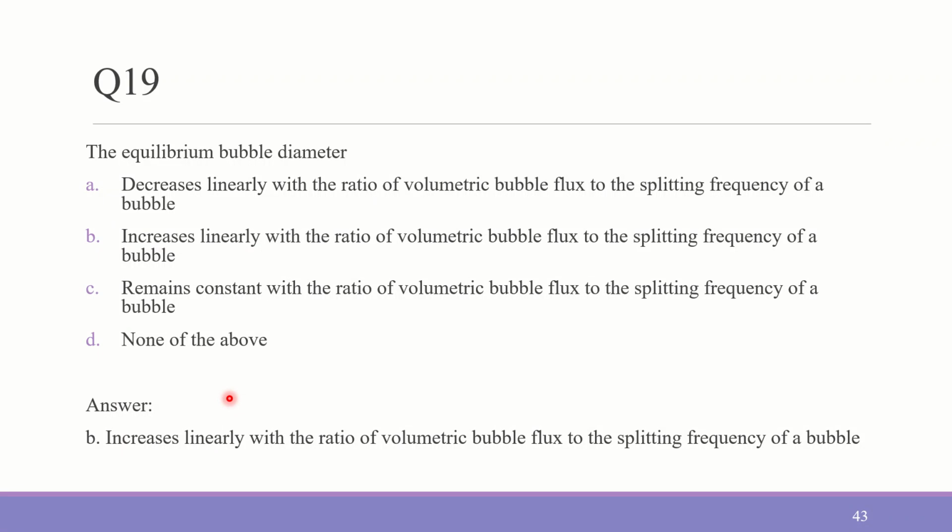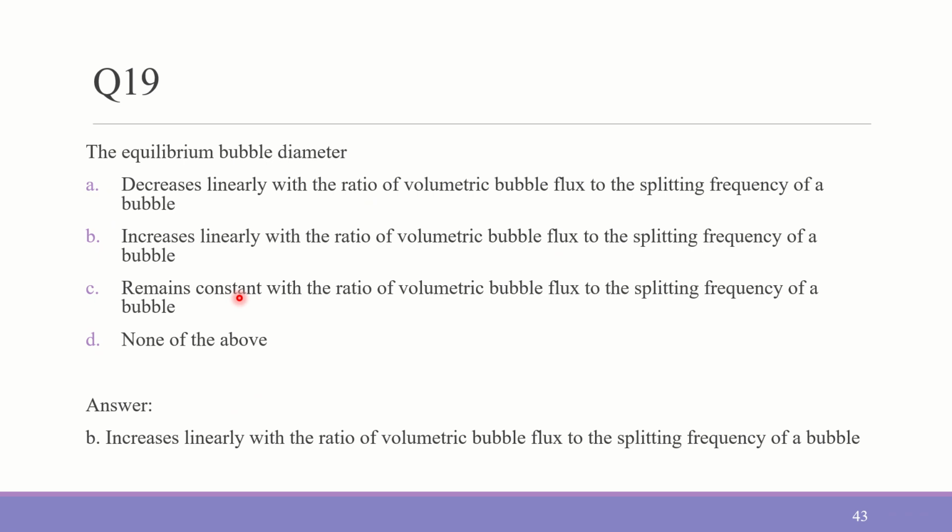So if bubble size is increased, the bubble diameter increases linearly with the ratio of the volumetric bubble flux to the splitting frequency of a bubble. Option B is the right answer. So that is for question 19.